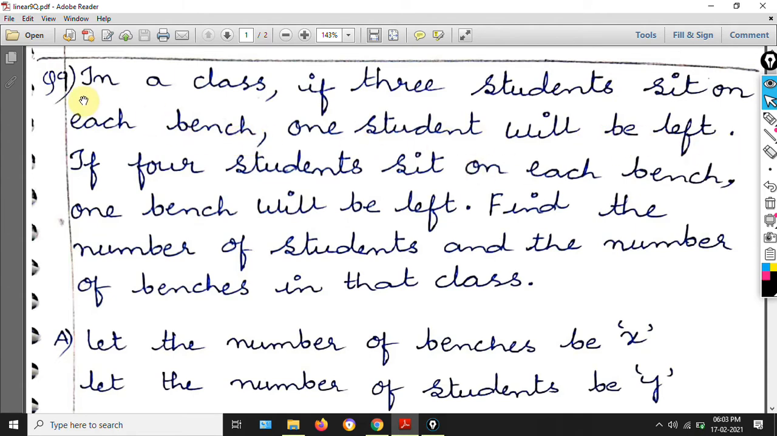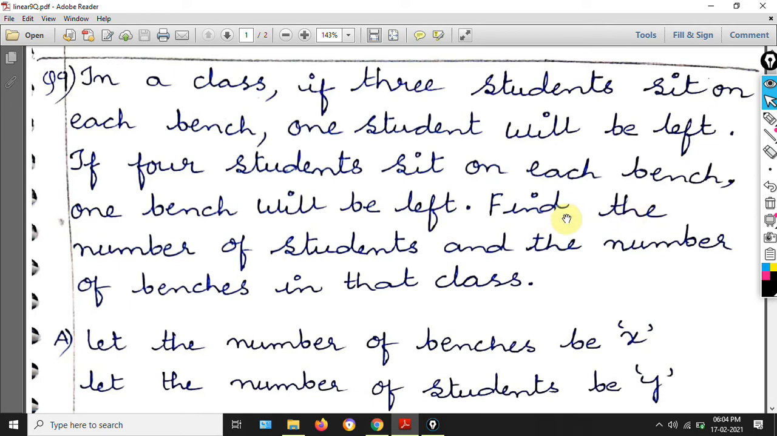So here what he is saying: in one class, if three students sit on every bench, one student will be left, which means one student is not getting a place. Next he is saying, in the second condition, if four students sit on each bench, one bench will be left, which means one bench will be empty.